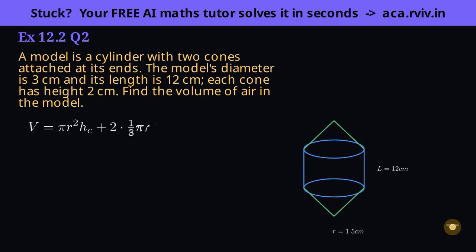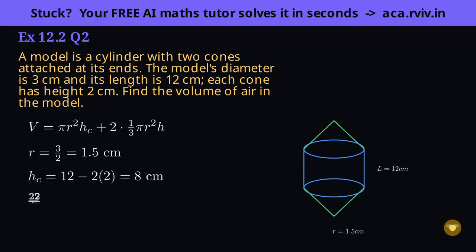So volume is pi r squared h for the tube plus 2 times 1/3 pi r squared h for the cones. The diameter is 3, so the shared radius is 1.5. The total length is 12. Each cone is 2 long, and there are 2 of them, so together they take 4, leaving 8 for the cylinder in the middle.